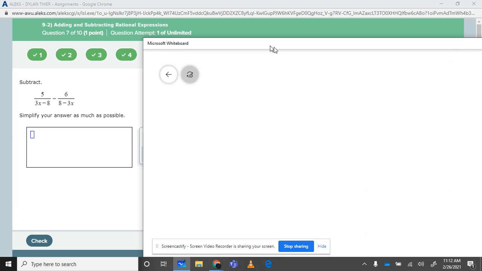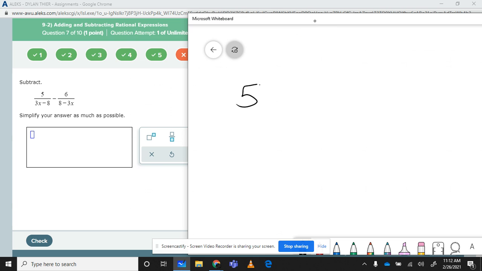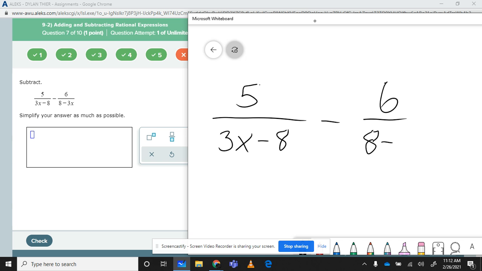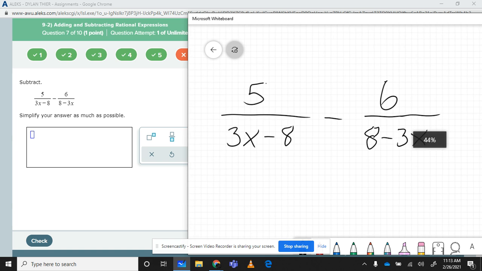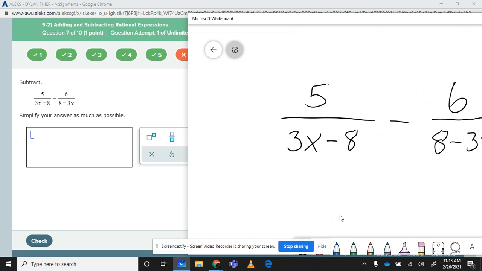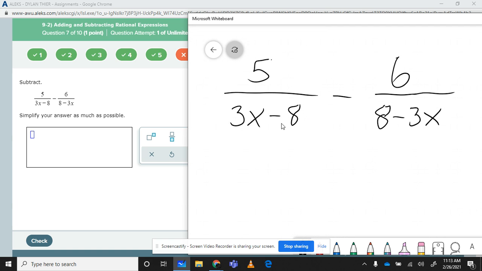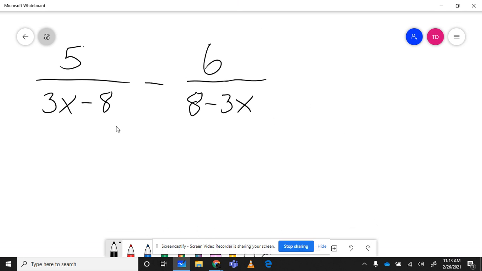Okay, moving on. We've got 5 over 3x minus 8. We're subtracting 6 over 8 minus 3x. Kind of curious here if there's any shorthand way to do this, because when I'm looking at these two denominators, they are opposite of one another. So whatever the value of this one is, this one should have the inverse value.